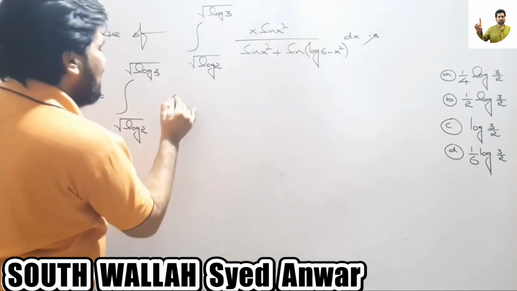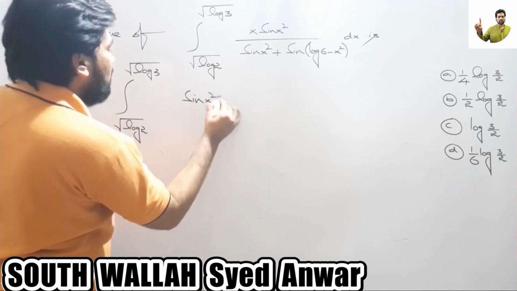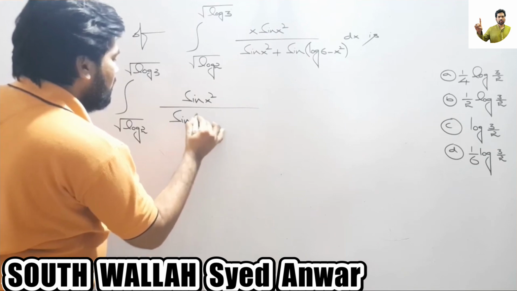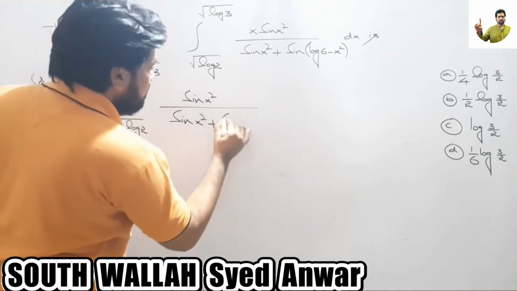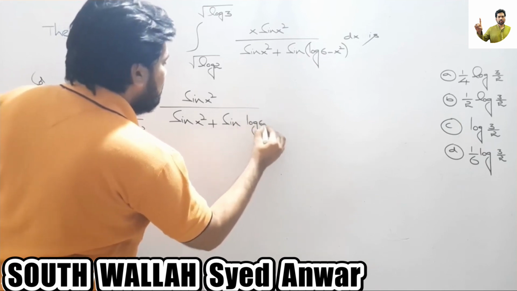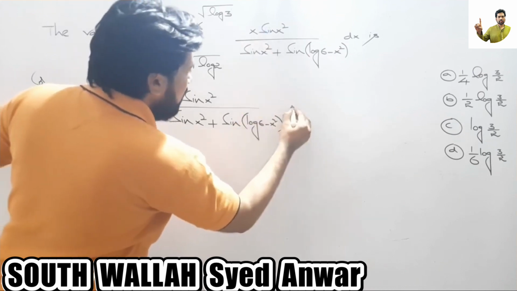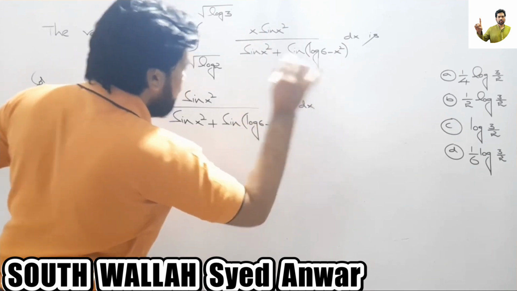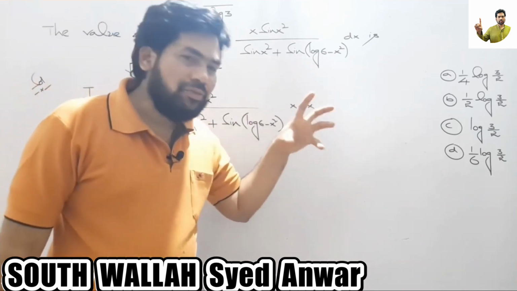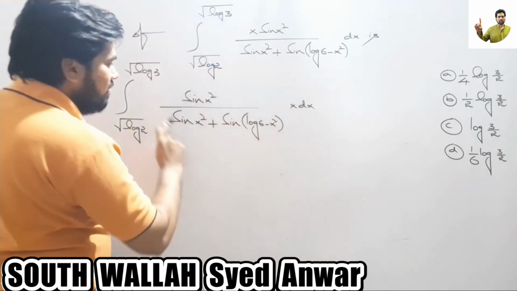So what is the integrand here? Sin x square upon sin x square plus sin of log 6 minus x square. So this x I am going to write with dx. Between the integrating symbol and dx, what we have is called the integrand. So this is completely the integrand including x.